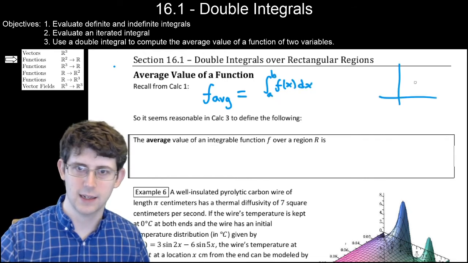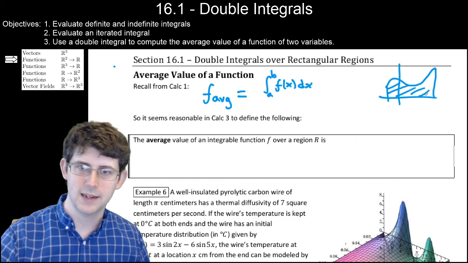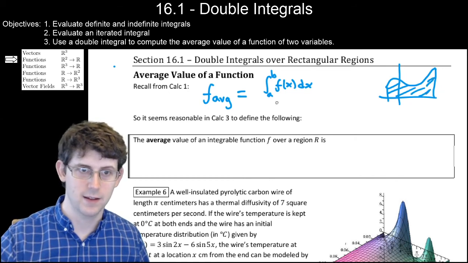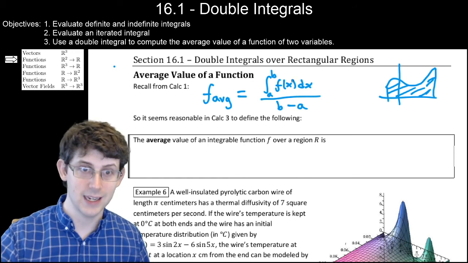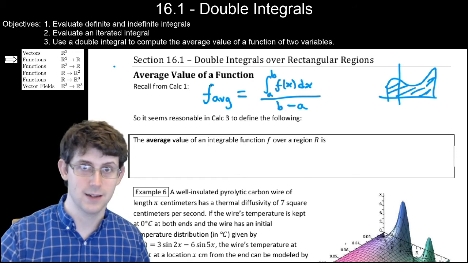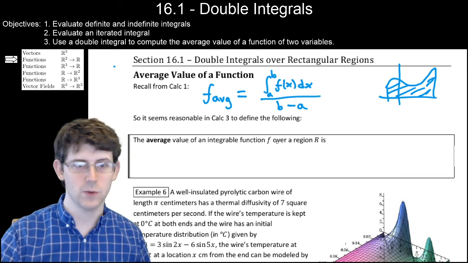So it would be like you've got some function here. You take the area under the function and divide it by the width. In this way, area divided by width equals height, well, average height. So we'll do the same thing.